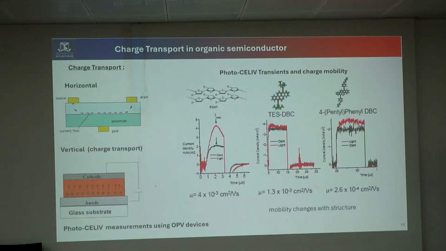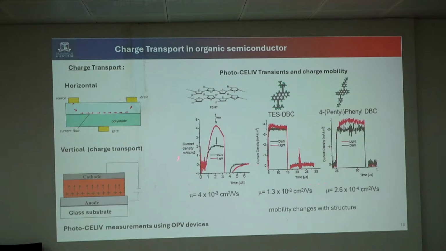Next, how is this affecting the devices? When you measure this type of mobility, it varies for different materials. That's a material property. Not only that, we can also study how the film is arranged, whether it's crystalline or amorphous. That also affects your mobility. So we see that this is one of the processes to measure mobility.